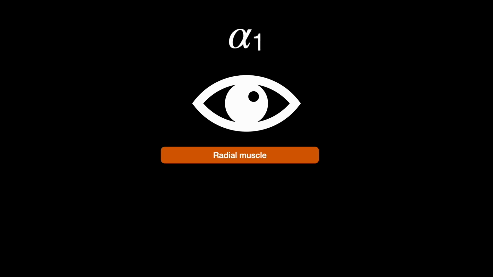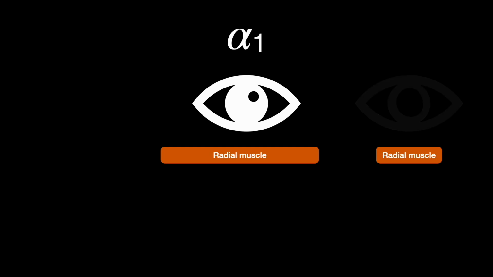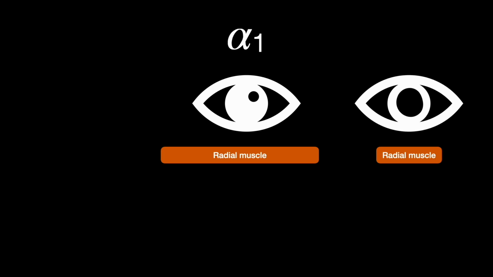This is a normal eye, and this is a normal radial muscle. As a result of Alpha-1 receptor stimulation, the radial muscle contracts and shortens. And because the radial muscle shortens, the pupil dilates, resulting in mydriasis. Let's set up the equation then. Alpha-1 equals mydriasis.